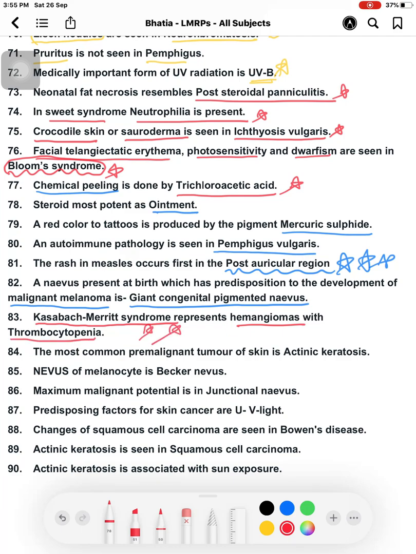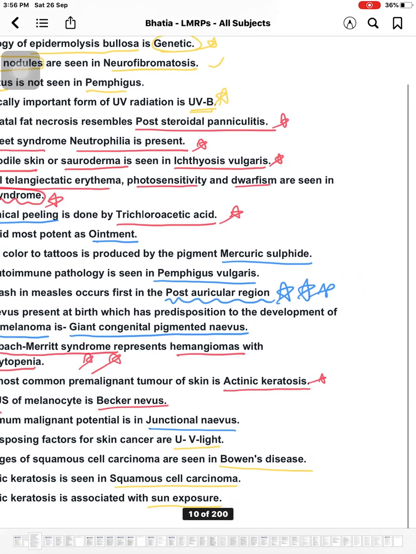This is important. The most common pre-malignant tumor of skin is actinic keratosis. Nevus of melanocytes: Becker nevus. Maximum malignant potential is seen in junctional nevus. Predisposing factor for skin cancer is UV light. Changes of squamous cell carcinoma are seen in Bowen's disease. Actinic keratosis is seen in squamous cell carcinoma. Actinic keratosis is associated with sun exposure.